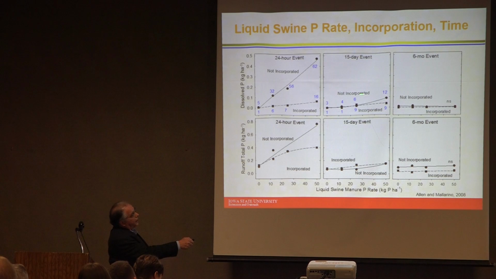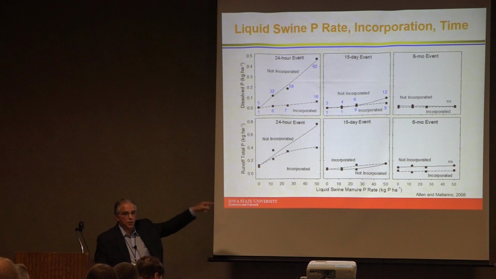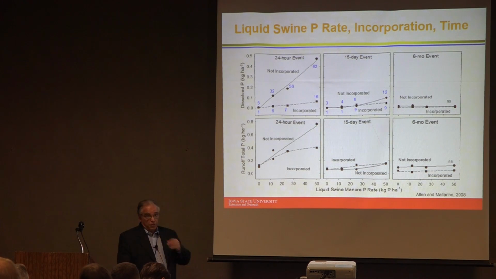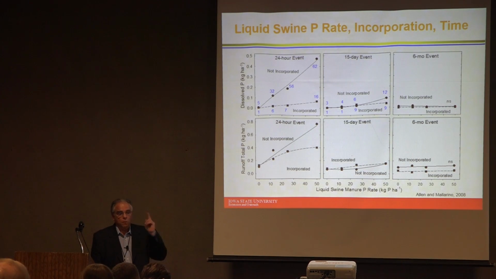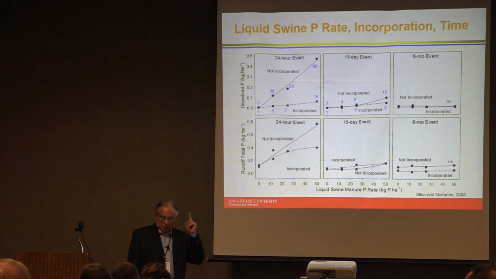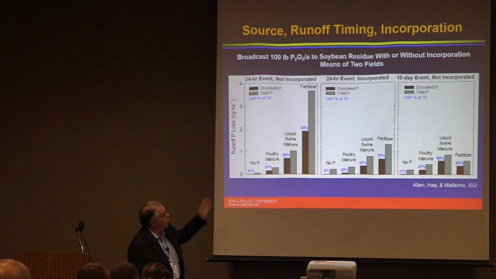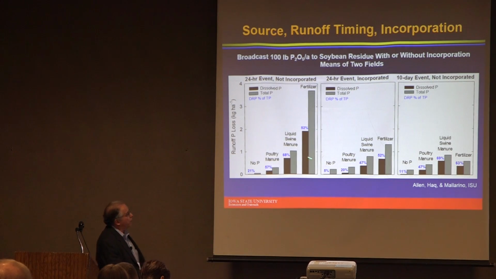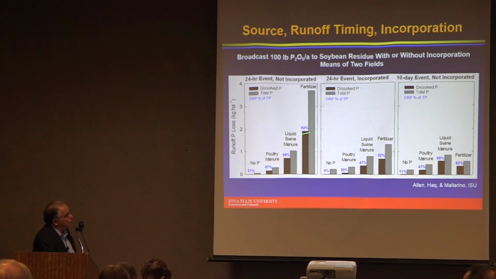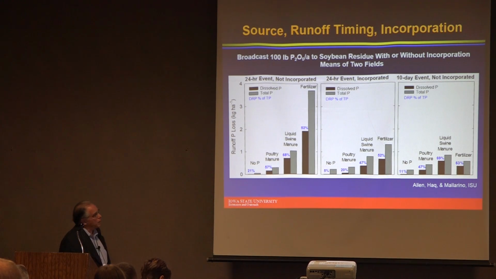We cannot even detect differences, even with these rates, which are kilos of P. So this is like about 100 pounds of P2O5. And then 6 months later, in the spring, we don't see any difference between the two. We need to look at when the phosphorus, especially surface-applied, is applied. So we looked into that, and we compared swine manure, poultry manure, liquid swine manure, and fertilizer for dissolved P and total P.